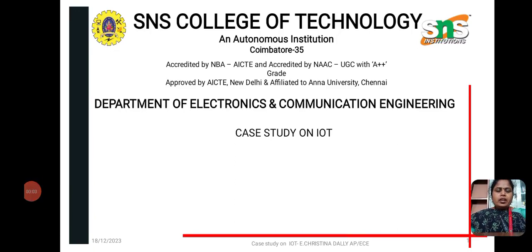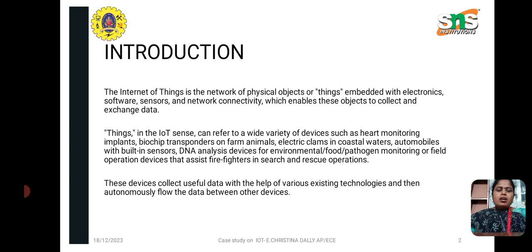Hi everyone. In this video, we are going to see the case study on the IoT. First, we are going to see what we mean by the Internet of Things. The Internet of Things is the network of physical objects or things that are embedded with electronics, software, sensors, and network connectivity, which enables these objects to collect and exchange data.